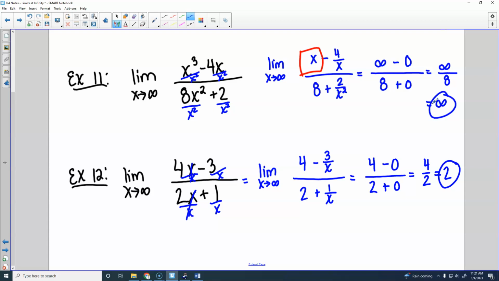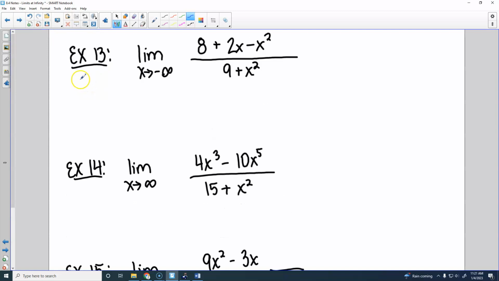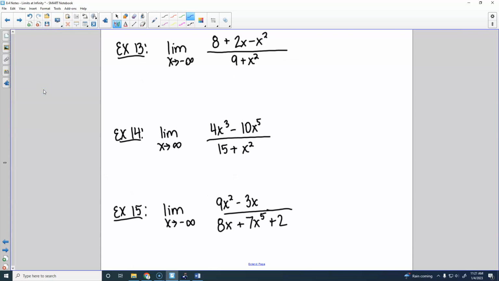Okay, here. All right. I want you to try the next 3 on your own. So try the next 3 on your own. Should get negative 1. Okay? 14 I'm going to actually do because there's debate on this one, right?